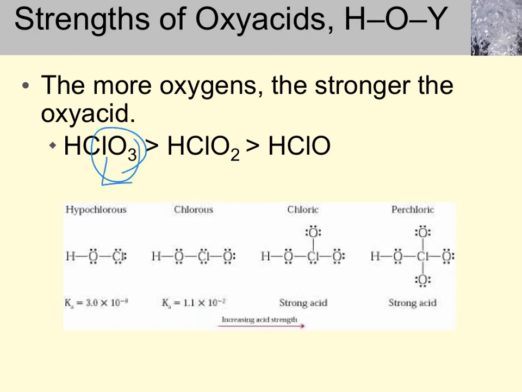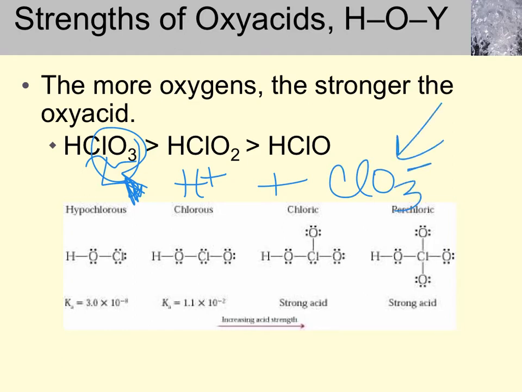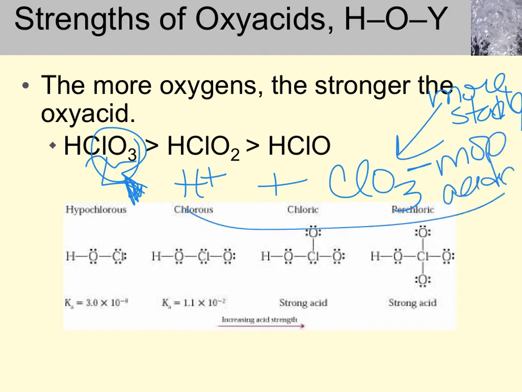And basically, well, that's a bad word to use in this chapter. If you look at this first one, hydrochloric acid, when it acts as an acid, it dissociates into hydrogen ion and the chlorate anion. Okay? So remember, the more stable the anion, the more acidic the original compound or the original acid was.